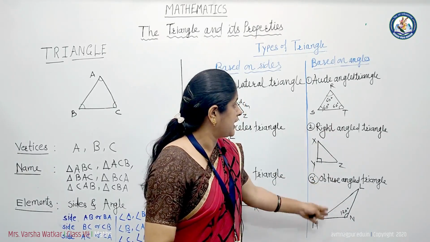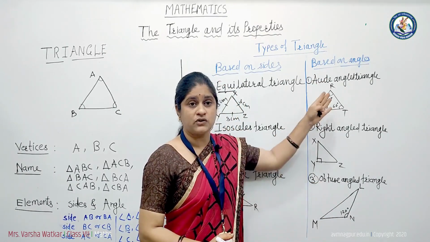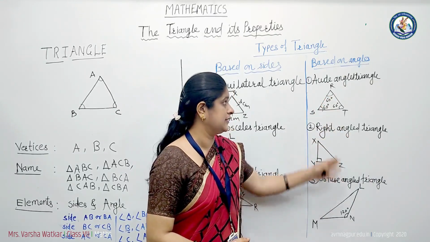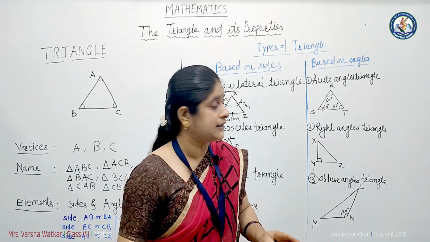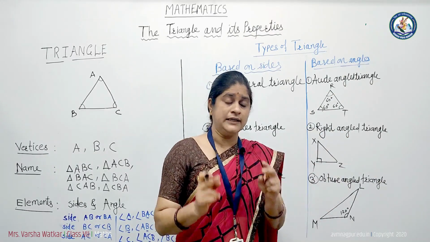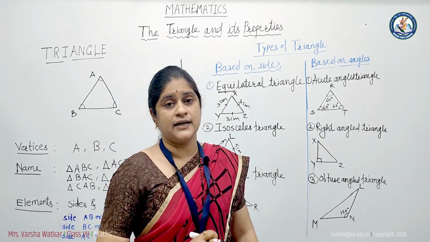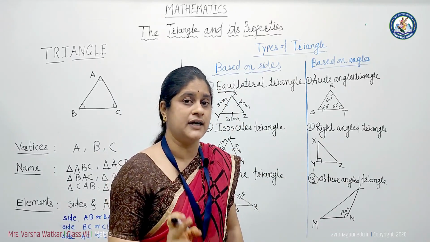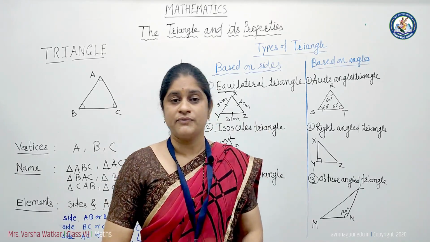This is all about the types of triangle. These are the 3 types of triangles based on the angle: acute angle triangle, right angle triangle and obtuse angle triangle. Acute means all the 3 angles should be acute, that is, less than 90 degrees. Right angle means in a triangle, one of the angles is 90 degrees, and in an obtuse angle triangle, one angle of the triangle should be more than 90 degrees, that is, it should be an obtuse angle. This is all about the types of triangle.